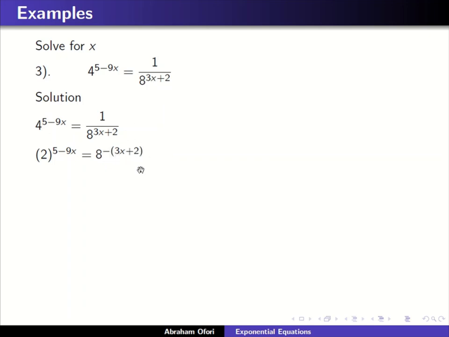So if you remember, in our indices, we said if I have 1 over a to the power n, it is the same as a to the power negative n. The n is not necessarily going to be just a single index. It can be an expression like this. So the negative of all of them.